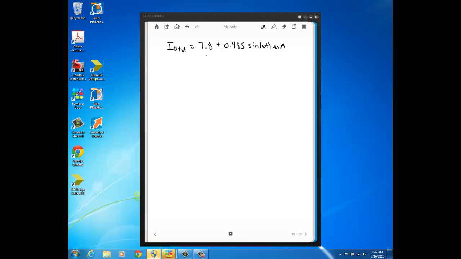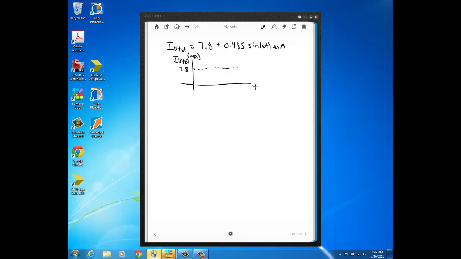Again, the Q value came from just the DC effect of the DC sources. So if we were to plot this, here's time, and here's IB total. You'd have a sinusoid centered around the Q value. So here's your 7.8. And again, this is microamps.